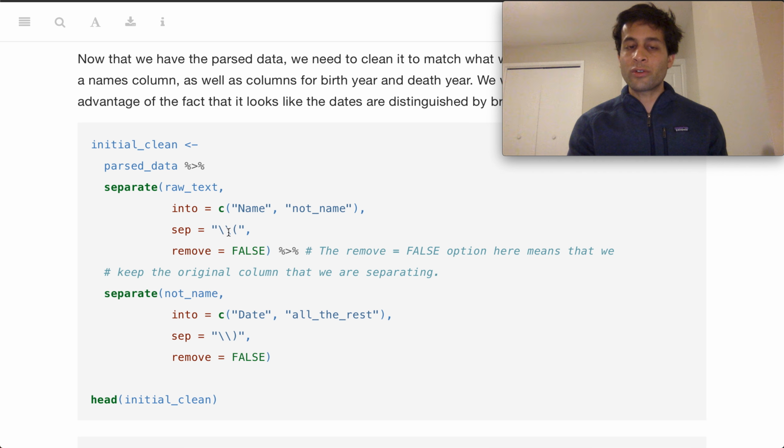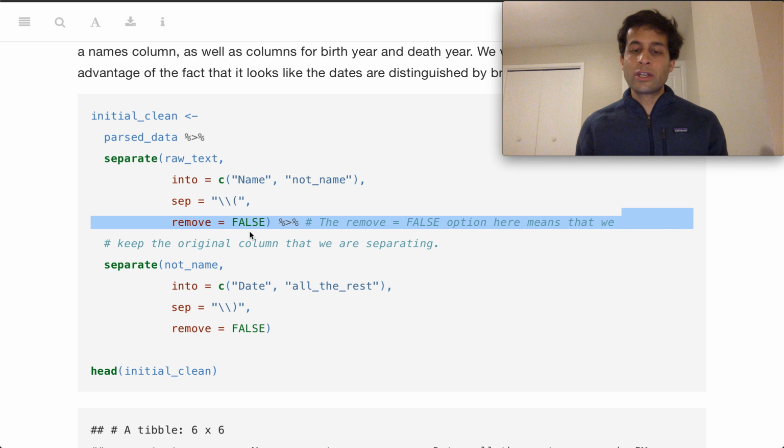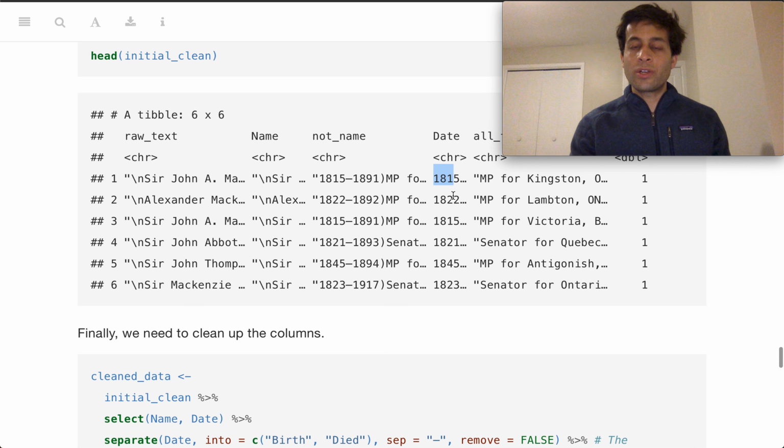Remove false is here, and that's just so that we include the original column. So we're focusing on raw text. By default, separate removes raw text. And so remove equals false just means that we keep that column. Finally, once we've done that, then we would like to further separate the not name into whether it was a date and all the rest, because we're going to remove all of the rest. And once we're done that, it ends up looking a little bit like this. So you can see we're zooming in slowly on this name, we're zooming in slowly on the date, and so then we just need to do a little bit more cleaning, but we're pretty much there.